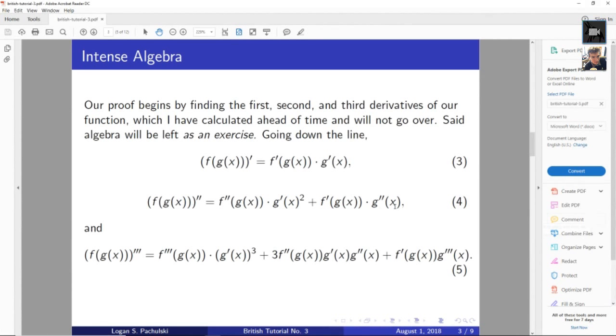So, our proof begins by finding the first, second, and third derivatives of our function, which I've calculated ahead of time and will not go over. Said algebra will be left as an exercise. On the line, you see that the first derivative is, just by the chain rule, something you can read fine, I believe. We've gone over this plenty of times. And by taking the derivative of that, we apply both the product rule and the chain rule to get what we see in the second derivative, which would be this.